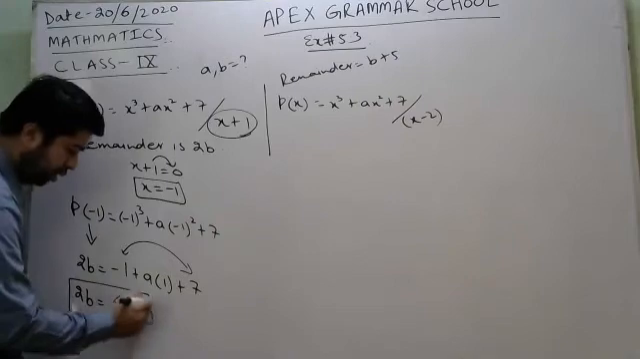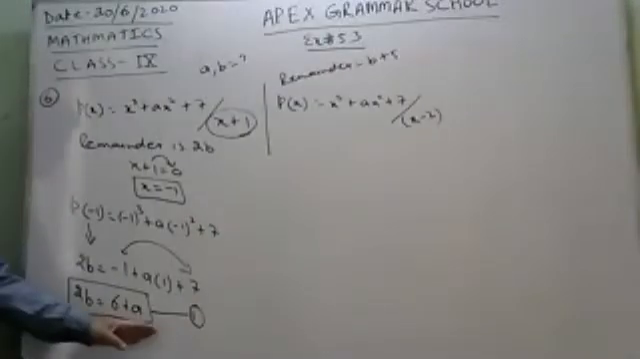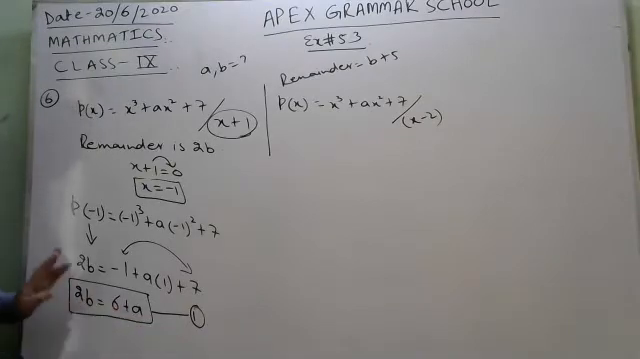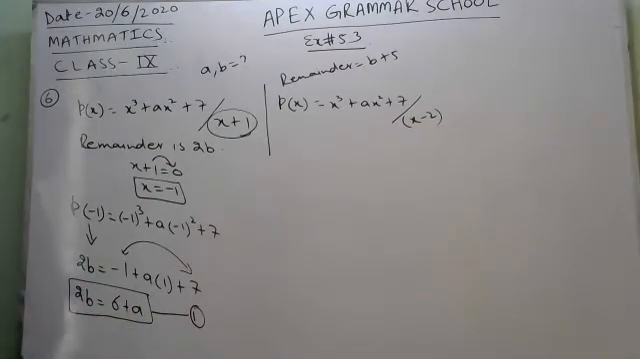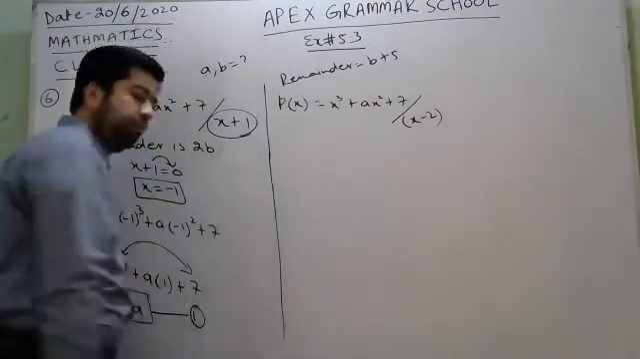This is equation 1. We are not getting any answer from this. We cannot get the value of a or b here because it contains both variables. We start now with the second condition.